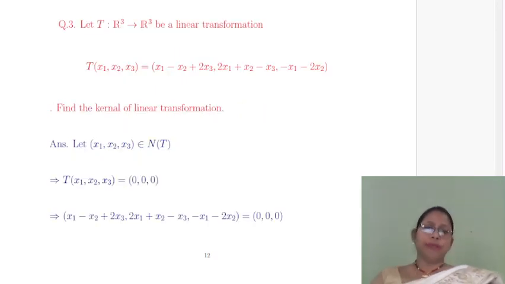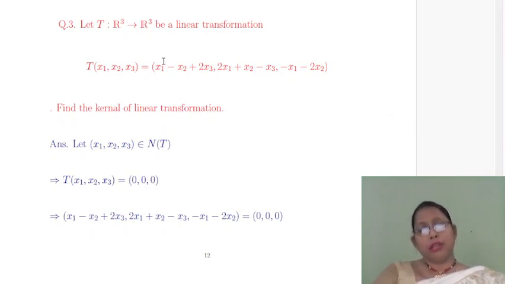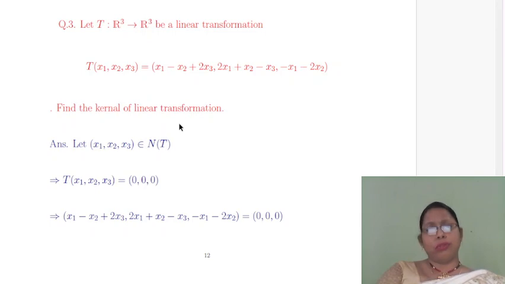Next question. Let T from R3 to R3 be a linear transformation given as T(x1, x2, x3) is equal to (x1 minus x2 plus 2x3, 2x1 plus x3, x2 minus x3 minus x1 minus 2x2). Find the kernel of the linear transformation.